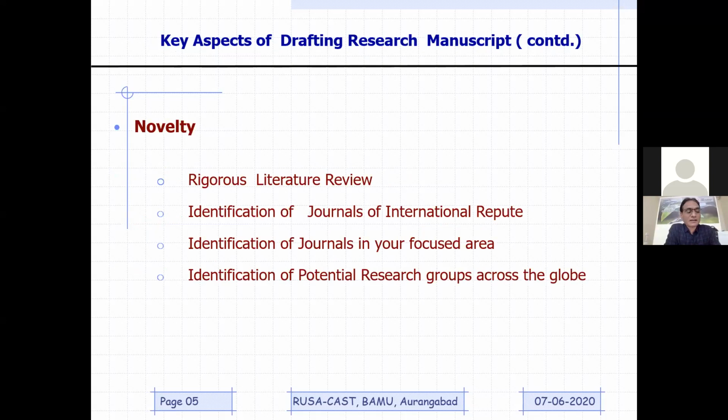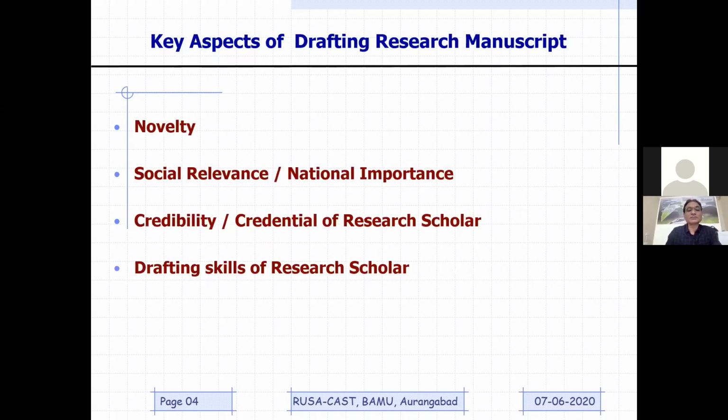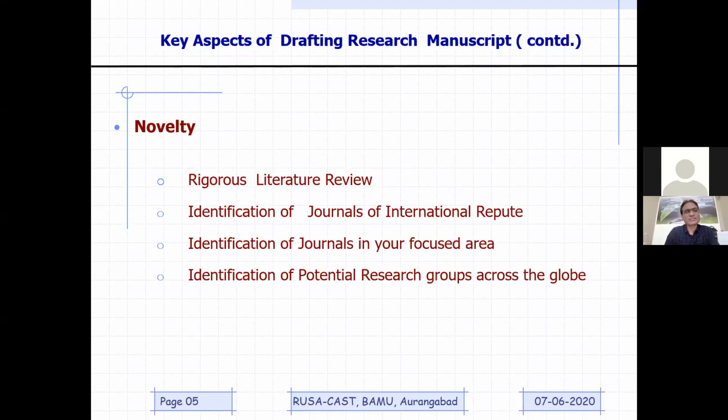Novelty. How to incorporate. The question is, although these 4 points are important, and although let us say we came to know that these 4 points are going to be confirmed or checked by the reviewer in your manuscript, then we need to understand how these 4 points can be incorporated in our manuscript. So let us see one by one.